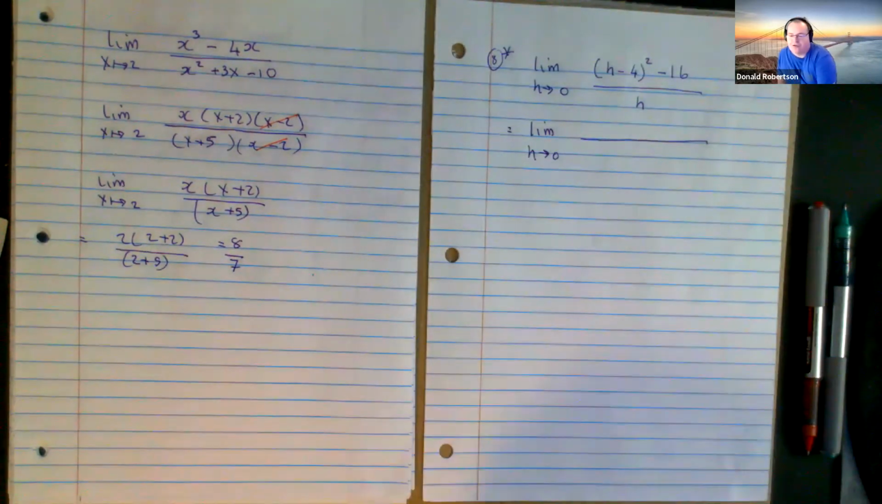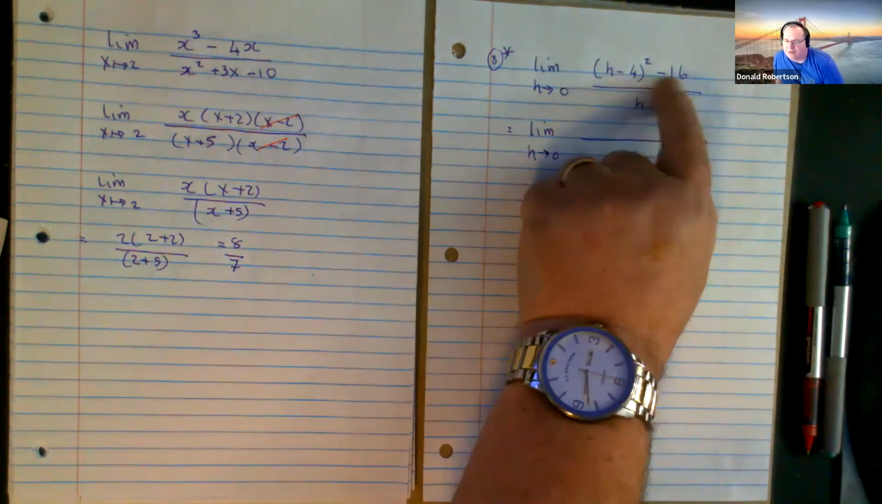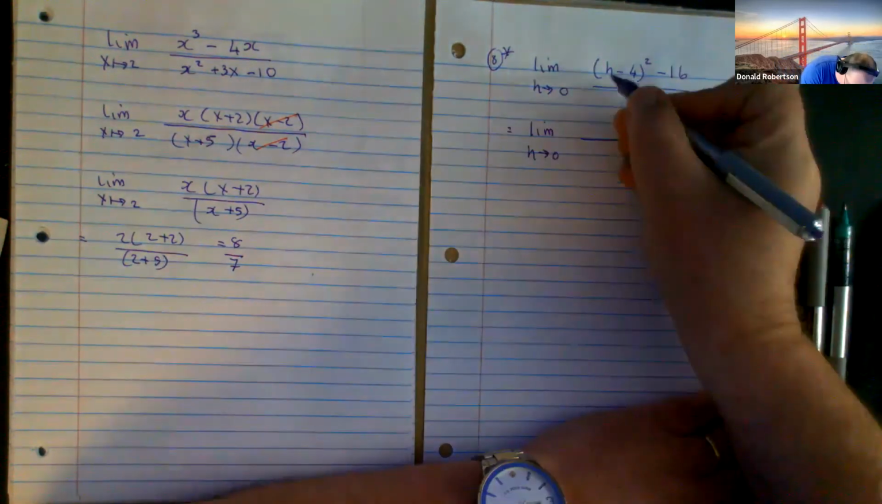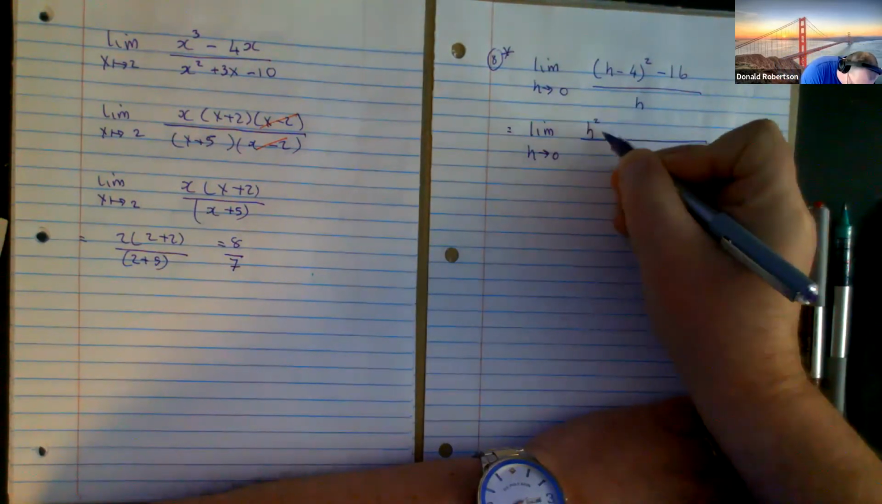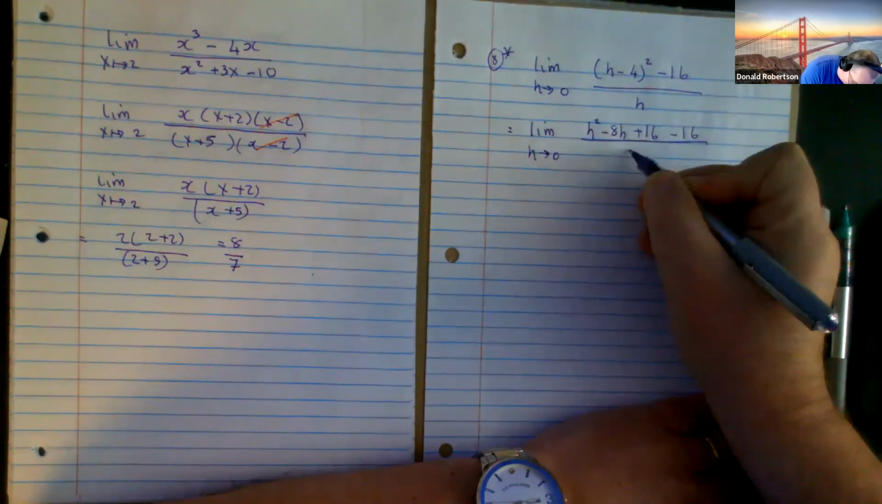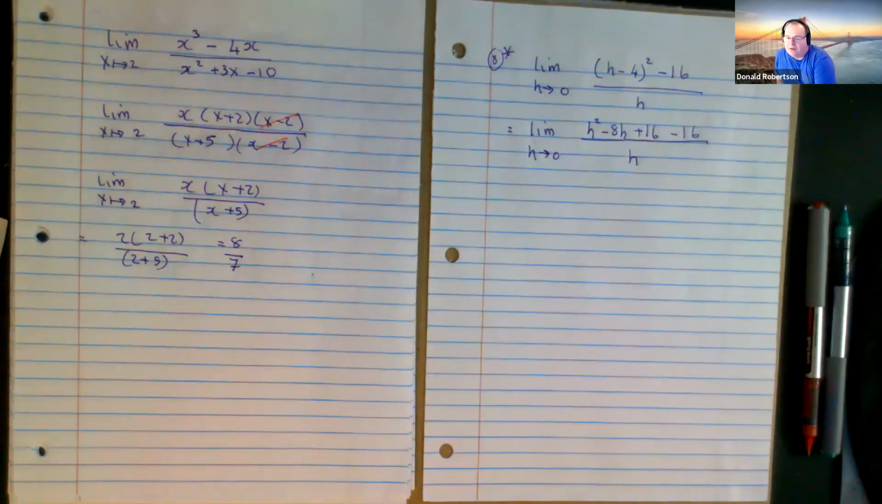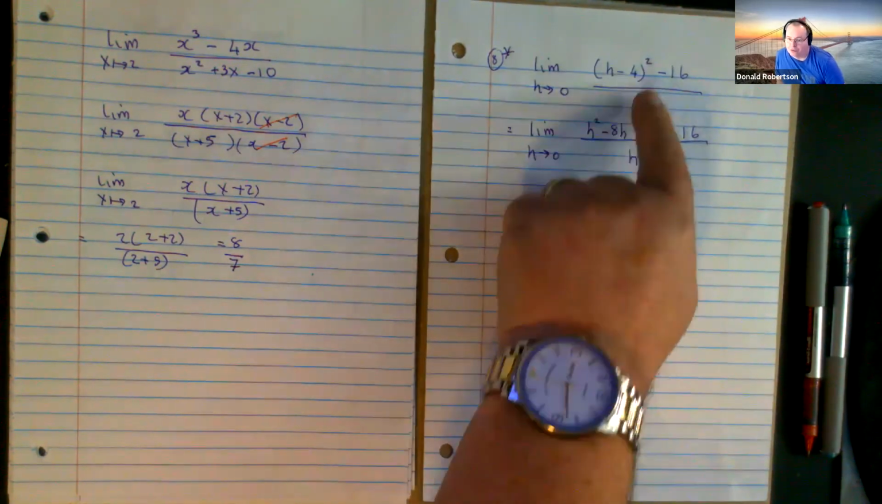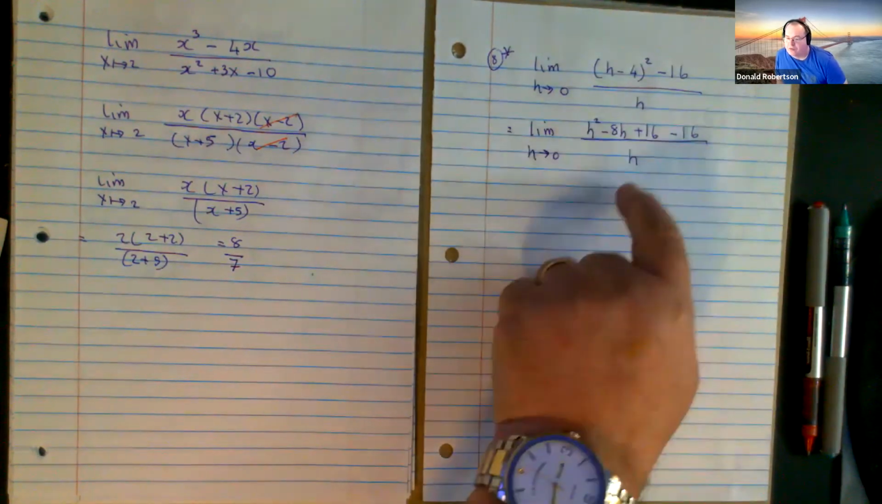But what makes this question different from the other two is that I wouldn't try and factor this expression. Technically you could, but I'm not going to factor that expression. What I'm going to do instead is FOIL it out. And if you FOIL it out, you eventually get 3 terms. You get an h squared, you get a minus 8h, and you get a plus 16. Right, those 3 terms are what you get when you FOIL that, and I'm going to show you that in a minute. And then minus 16 over h.